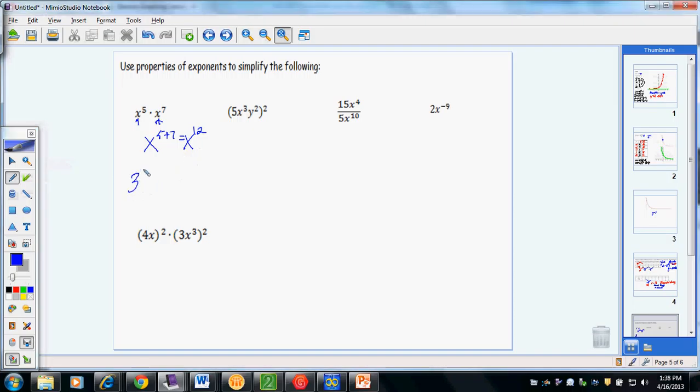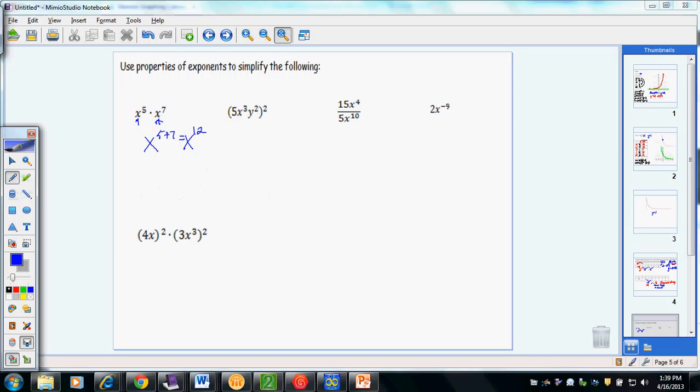If I have 3 squared times 3 to the first, well, that's the same thing as saying 3 to the 3rd power. 3 to the 3rd power is 3 times 3 times 3, which equals 27. But let's say we actually figured this out: 3 squared is 9, times 3 to the first is 3, and that also equals 27. So you can see how the rule applies. We're using real numbers. Okay, so that's the first one.